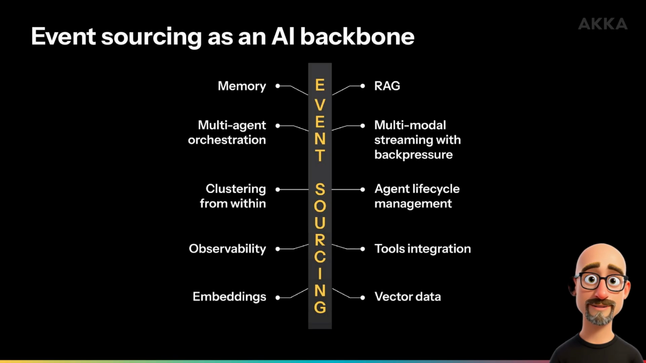I want to finish up the main content of this video by showing this symbolic backbone. Event sourcing is the central supporting column for all of the key features of agentic systems like memory, RAG, multi-agent and multimodal operation, tool integration, and vector embeddings.